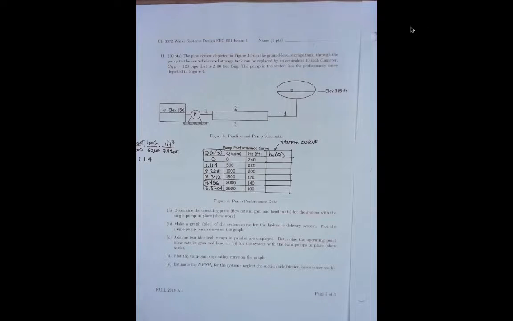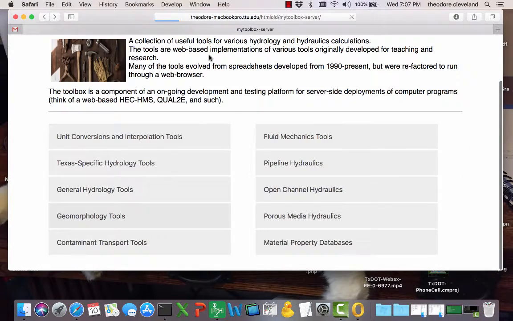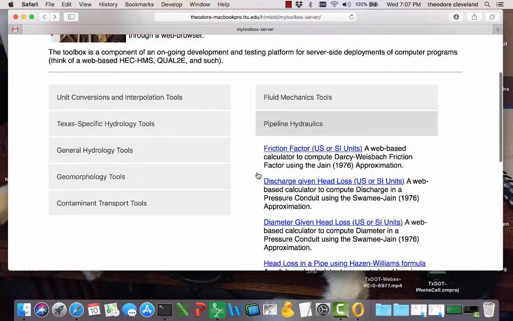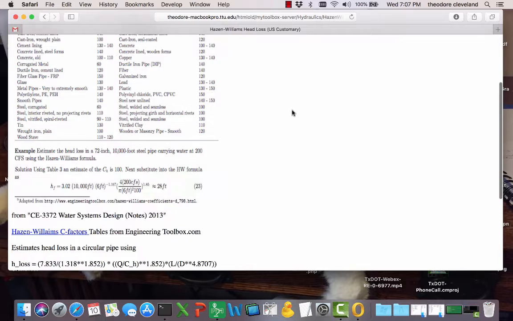The online tool we have is head loss in a pipe using the Hazen-Williams formula. Our problem is expressed in SI units, so we'll do that. What we're going to do is specify flow and the other parts for different discharges. We'll calculate the head loss.